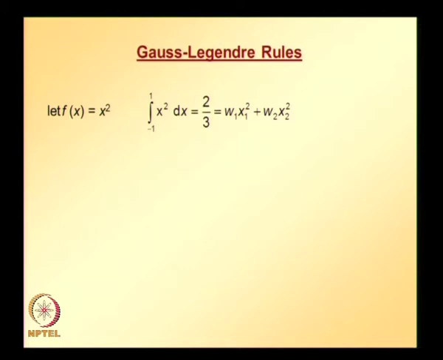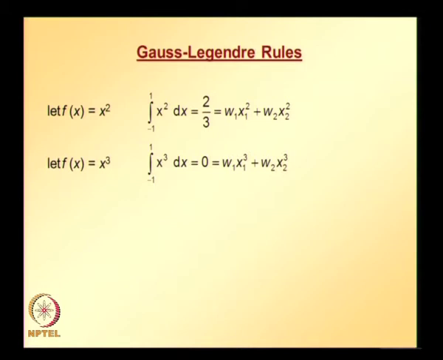So that gives us this equation: 2/3 is equal to w1 x1 square plus w2 x2 square, sorry. And f(x) is equal to x cube. Again, x cube is an odd function, and we are integrating over a symmetrical domain. So the integral turns out to be 0. The function evaluated at x1 is going to be x1 cube, and at x2 is going to be x2 cube. So that results in this equation: 0 is equal to w1 x1 cube plus w2 x2 cube.